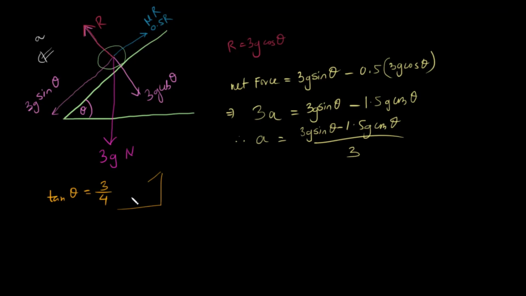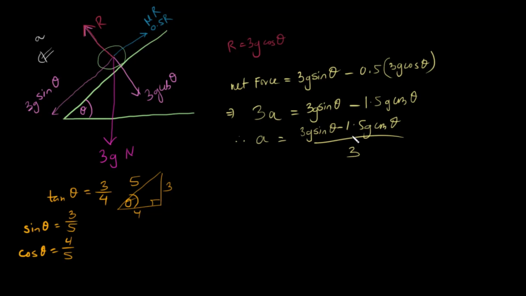That means if there was a right angle triangle, if this was theta, this side would be 3 and this would be 4, and by the Pythagorean theorem the hypotenuse is going to be 5: 3, 4, 5. So sine theta is opposite by hypotenuse, which is 3 by 5, and cos theta is adjacent by hypotenuse, which is 4 by 5.